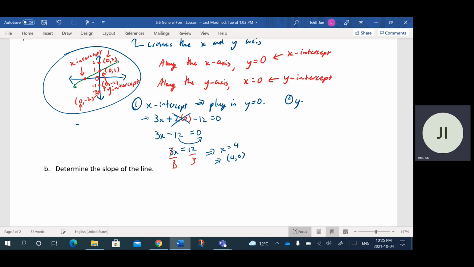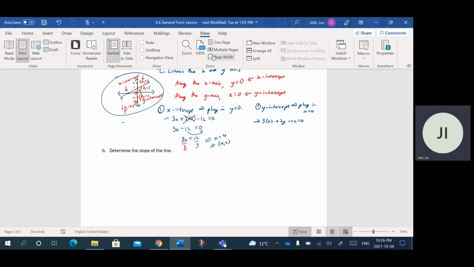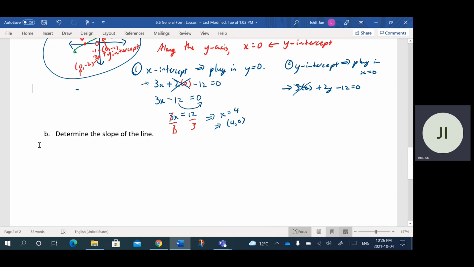Likewise, to get the y-intercept, we're going to plug in 0 for x. So what that's going to look like here is 3 times 0 plus 2y minus 12 equals 0. This time instead of plugging in 0 for y, we're plugging 0 for x because we're trying to find the y-intercept. And again, 3 times 0 is still 0. 0 plus anything is itself. So this term just disappears, and you're solving 2y minus 12 equals 0.